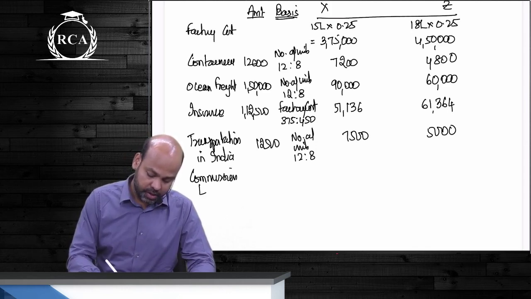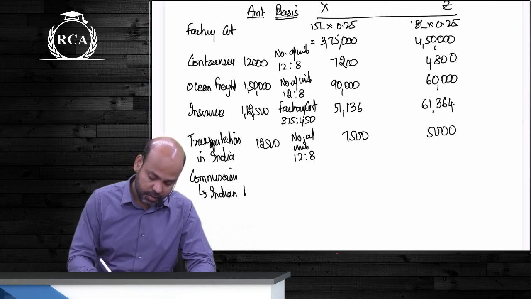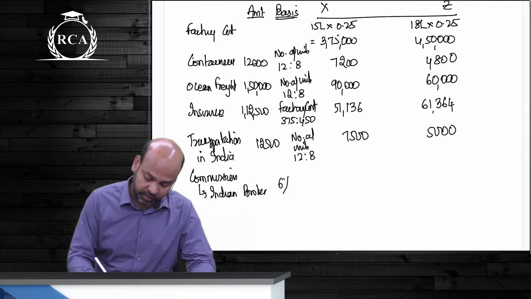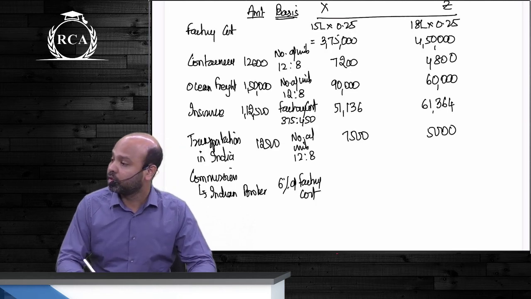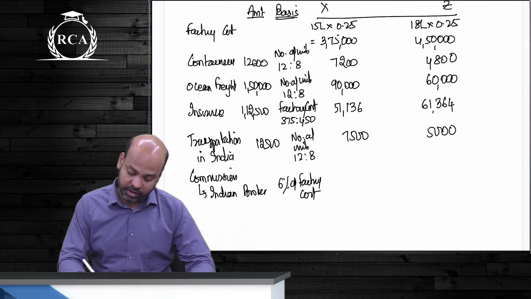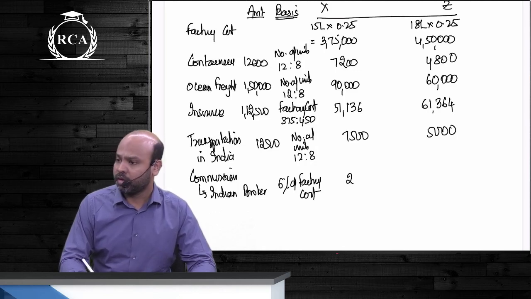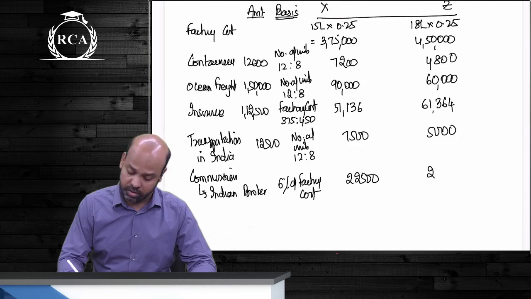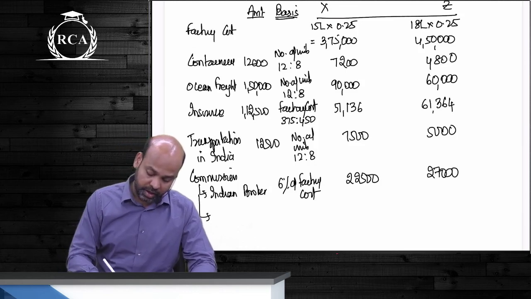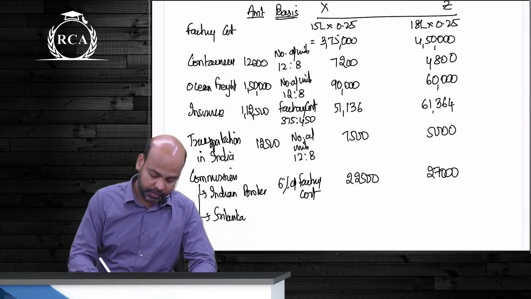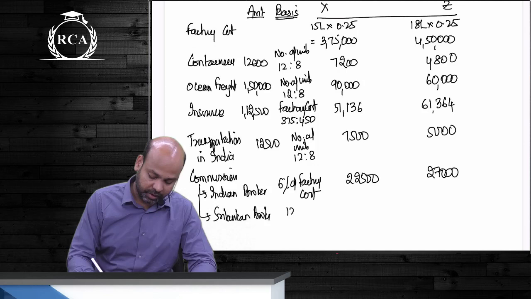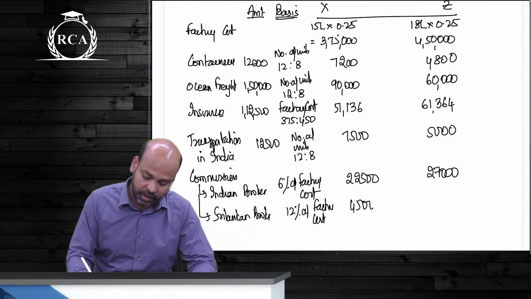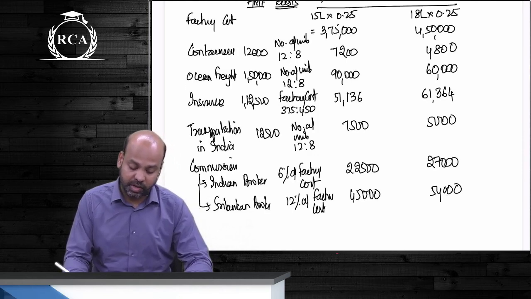Next, commission guys. How much are we giving to the Indian broker? 6% of factory cost. Yes or no guys? So 6% of 3,75,000 and 6% of 4,50,000: 27,000 is the latter. The Sri Lankan broker, how much are we paying? 12% of factory cost. So that will be double the amount that you have just written: 45,000 and 54,000. Did we cover all the expenses?